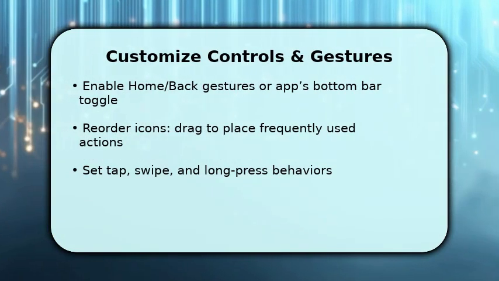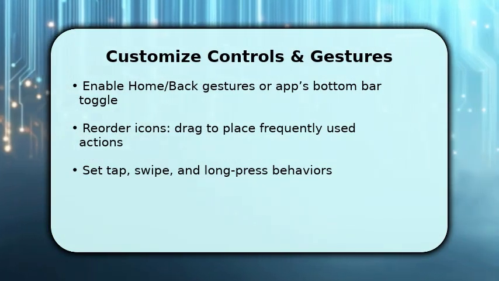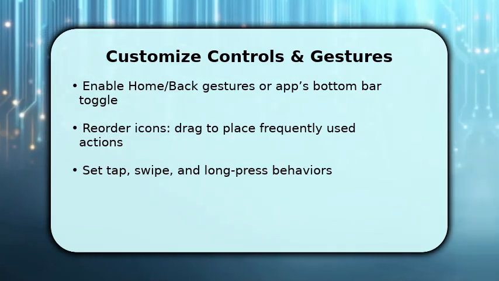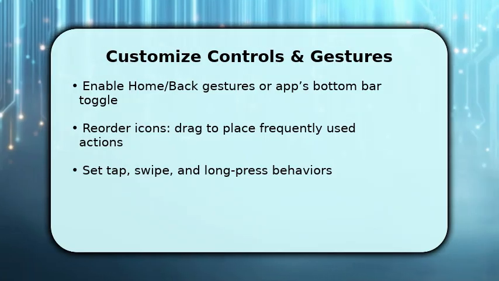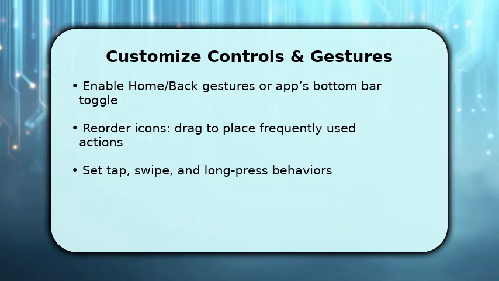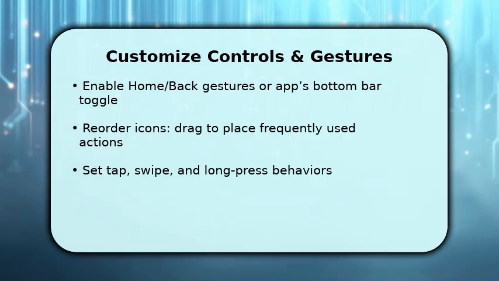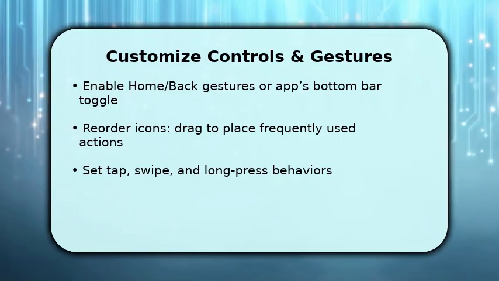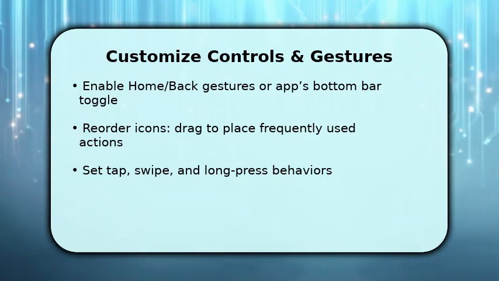Now you'll configure how the bar behaves. In Settings or the Apps interface, enable the bottom bar, gestures, or the home indicator options. This changes how you navigate. Reorder icons by long pressing and dragging them into positions you use most. This saves time. Also, assign tap versus long press behaviors for secondary actions so you don't trigger things accidentally.